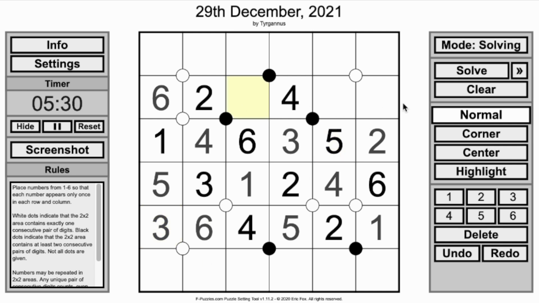In this row across here, we need a 1, a 3, and a 5. And there's 1s in both of these columns. So this one is the 1. And the others are a 3 or a 5.